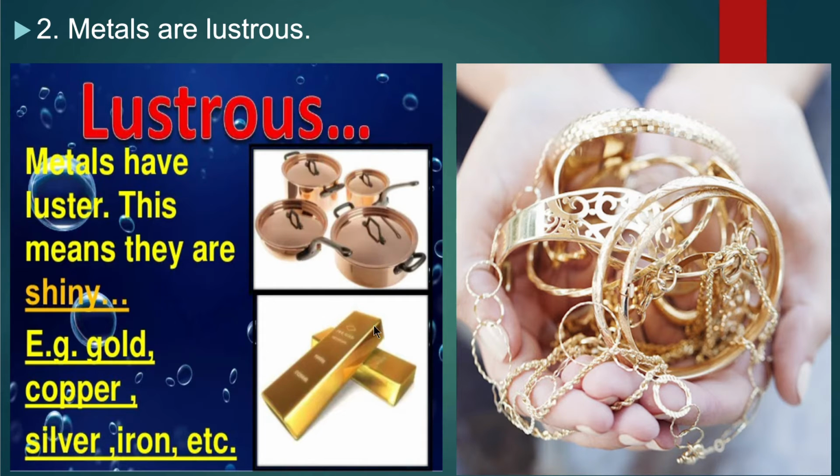This is a gold biscuit, which is again lustrous, has a shiny appearance. And these are the jewelry items which are made up of either gold, silver or platinum. So all these materials are shiny in nature. That is, when light falls on them, they shine, they reflect the light, and hence they are known as lustrous. And metals in general are lustrous, whereas non-metals are non-lustrous.